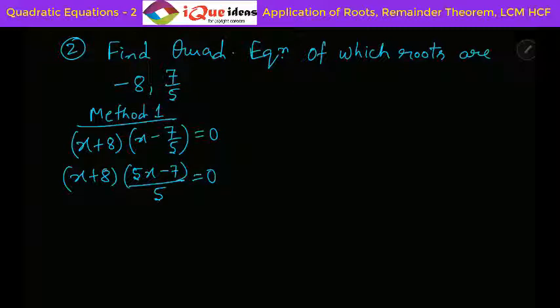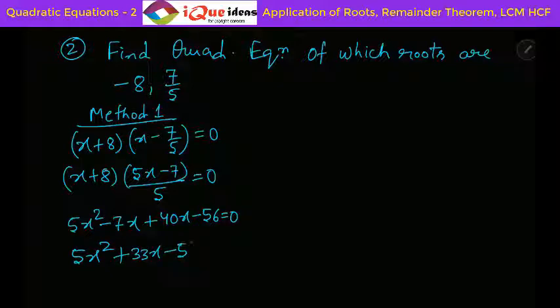Now x plus 8 into 5x minus 7, if you open it, if you multiply, x into 5x is 5x square, x into minus 7 is minus 7x, plus 8 into 5x is 40x, minus 56. 8 into 7 is 56 equal to 0. So the final answer is 5x square plus 33x minus 56 equal to 0. Right? So this was one very beautiful situation. Obviously method 1 is going to be slightly faster in some cases, and at the same time method 2 is also going to be faster in some cases. So here method 1 looks a little faster.